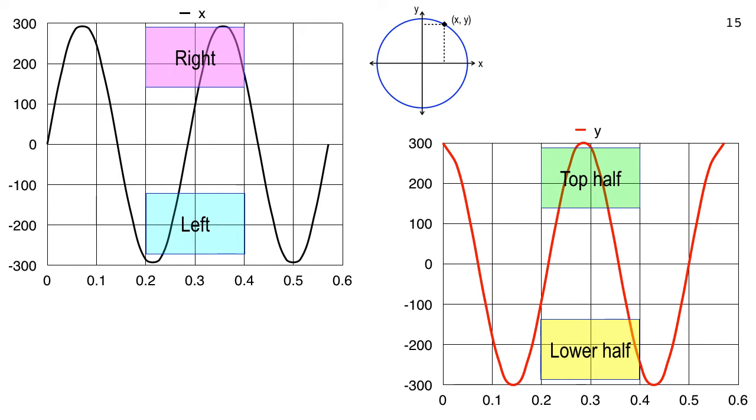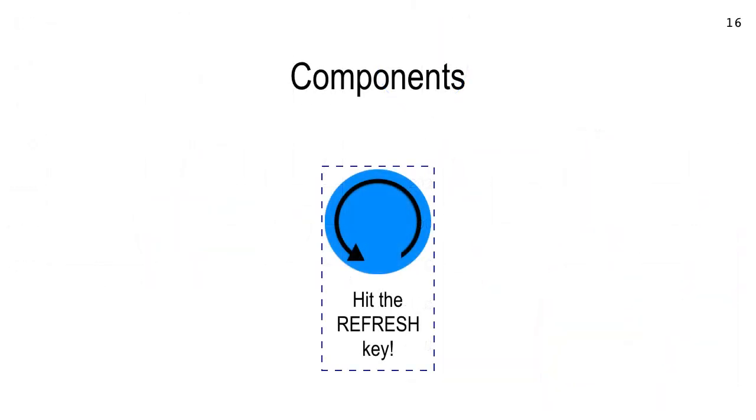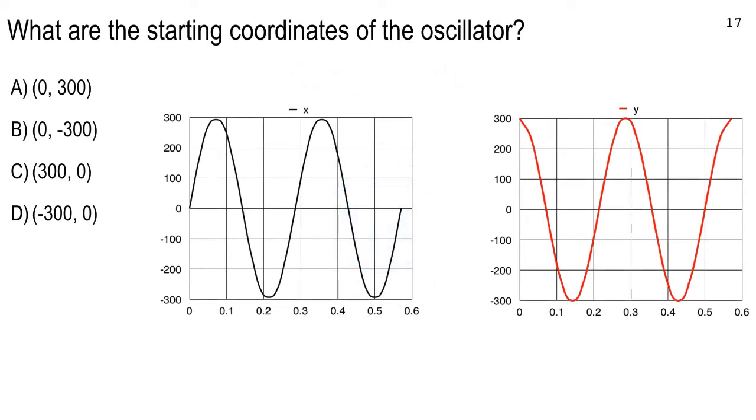All right. Now, you don't have to hit the refresh key unless you want to. This is kind of a brain burner. I want you to look at both of these graphs and interpret them for the starting coordinates. When t is equal to 0, what are the x and y coordinates? Let me start this question. You can type in your answer now: A, B, C, or D. Yay, it's working.